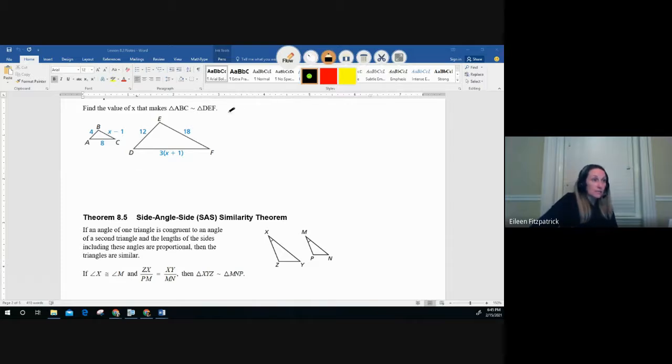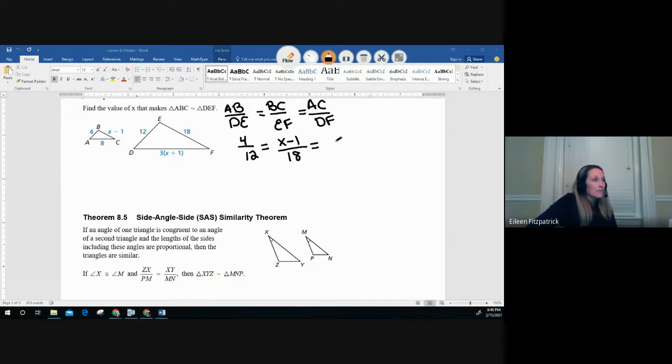Okay, and I could write an extended proportion if I want to, just to get started. I could say that side AB corresponds to side DE, and side BC corresponds to side EF, and side AC corresponds to side DF. And if the triangles are similar, they're all equal. Now fill in all the numbers. AB is 4, DE is 12, BC is x minus 1, and EF is 18. AC is 8, and DF is 3 times the quantity x plus 1.